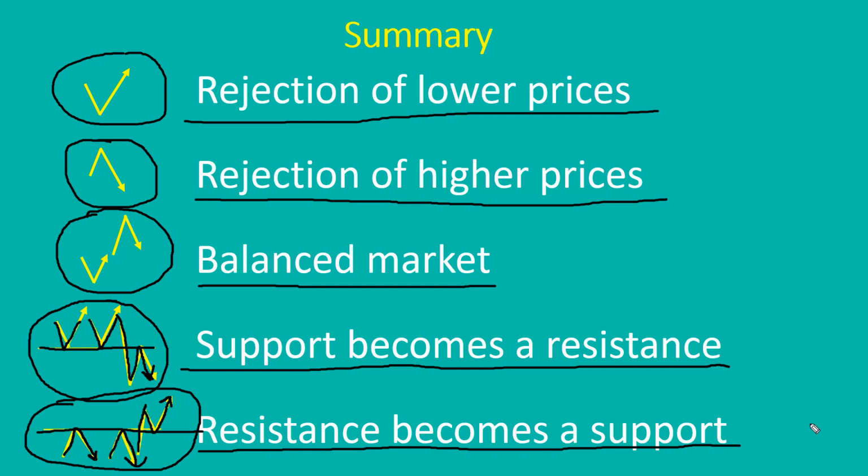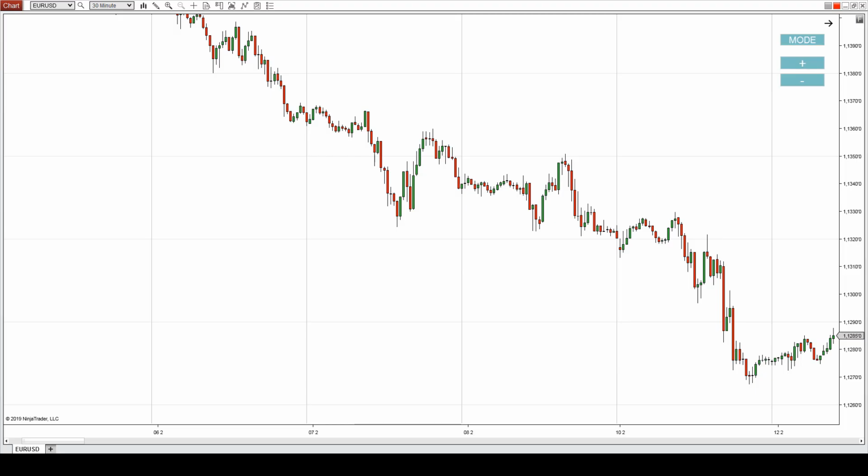So those are basically the 5 formations of the rejections, which I look for in my price action analysis. Alright, so that's for the theory, and let's now have a look at the charts. Let's have a look how to use those in real trading, and how to implement the rejections into real charts. This is the Euro-Dollar 30-minute chart, so let's start with this one.